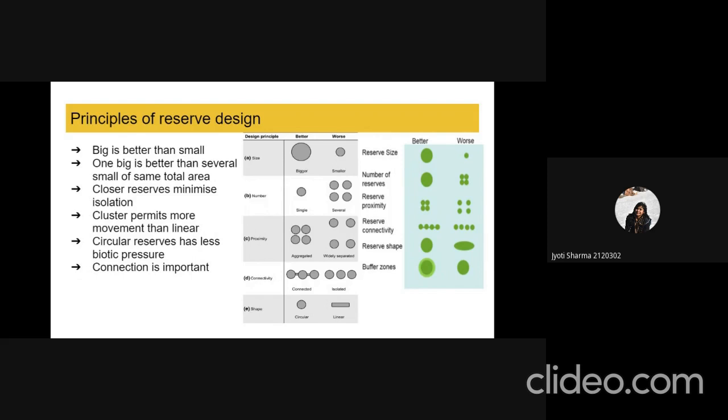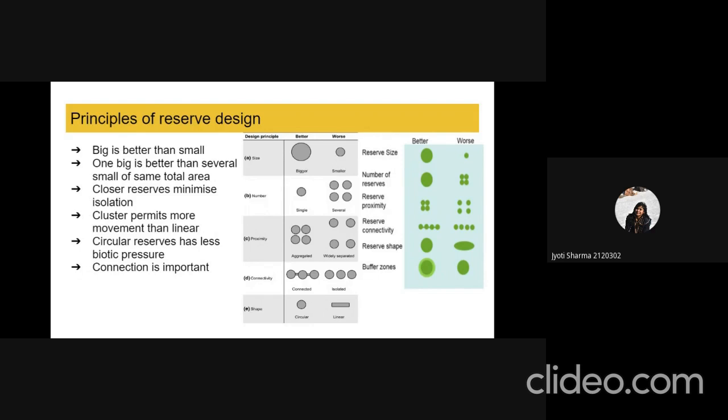Okay, so the connectivity is very important. If they are aggregated, if they are closer to each other, if there is a proximity, then it is better. And if they are far apart, then it is worse. Okay, then the next is the circular reserve has less biotic pressure.